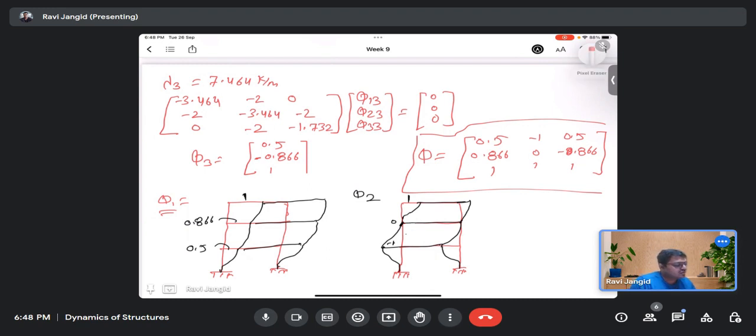Now for the third mode, that will be the same. These things you can draw. If you have any doubt, you can ask me here. Like in the first mode there is no crossing, in the second mode we have one crossing, in the third mode we will be having two crossings. Do you know these things?